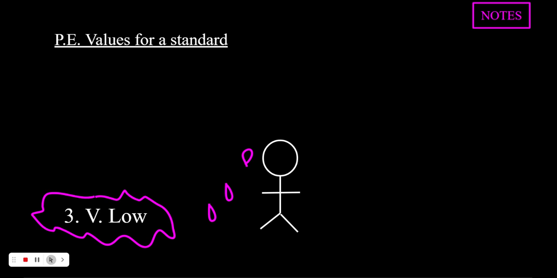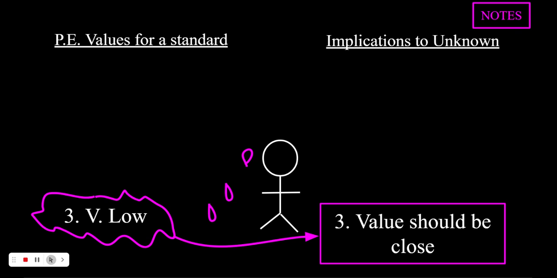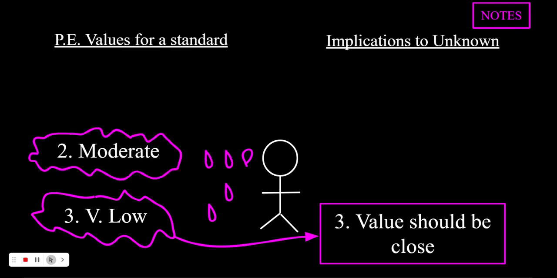One being low, or very low. Like when you're measuring a standard the same way that you're measuring your unknown, and you're getting really good values. What that means is you can really trust your data, and the value of the unknown should match the accepted value of a known quantity.